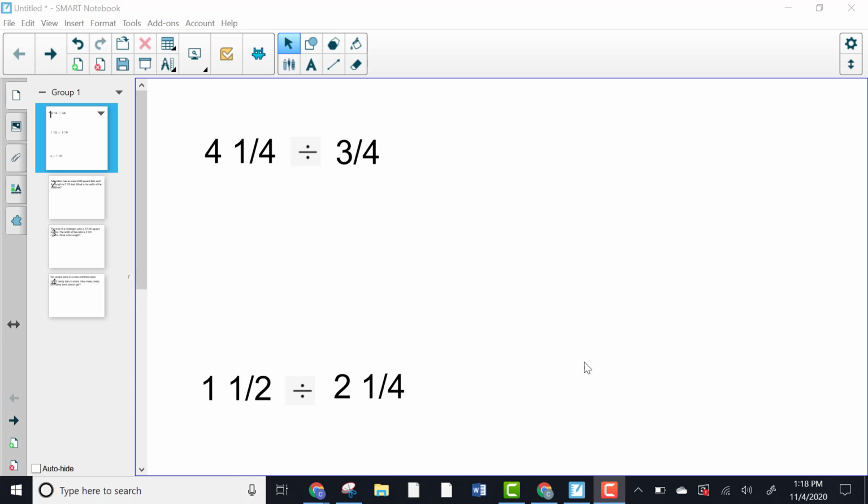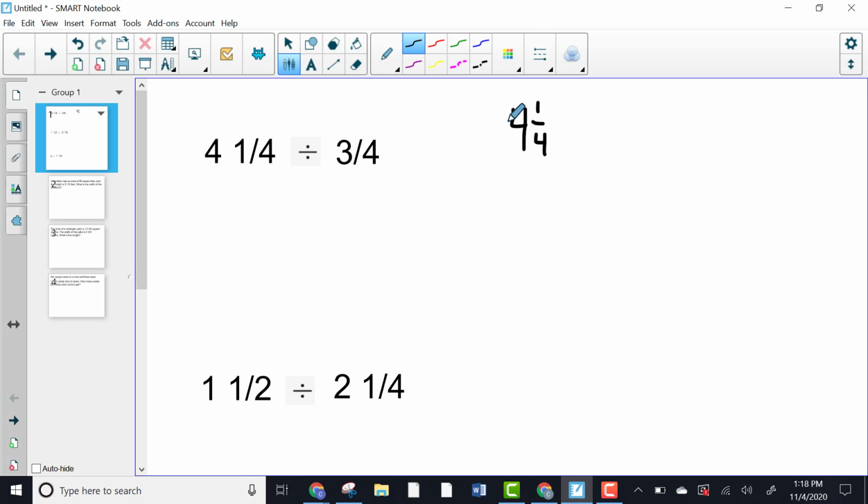So what I have here is 4 1/4. It's a mixed number because it's a whole number and a fraction, divided by 3/4. Okay, so the first thing we need to do, we cannot divide mixed numbers. You have to actually divide improper fractions. You need to turn that mixed number into an improper fraction. If you remember, we multiply the denominator by the whole number, then add the numerator. 4 times 4 is 16, plus 1 is 17/4.